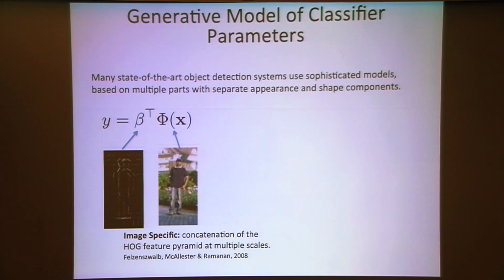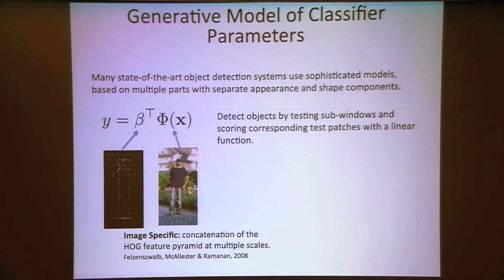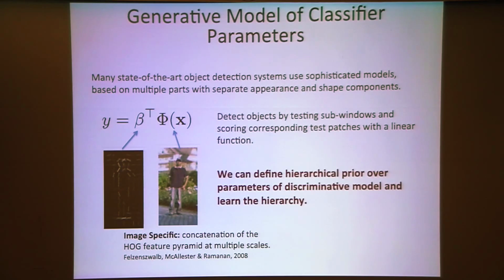Now, in many of the state-of-the-art object detection systems, they use fairly sophisticated models, and there's a lot of research happening in terms of figuring out what these features are. A lot of research in the deep learning community is also focusing on what these features are. But in the end, if you look at state-of-the-art object detection or object recognition systems, they all have a very simple form. It's a linear regression model or logistic regression or something fairly simple, right? And you typically do object detection by testing just sub-windows and figuring out what you're seeing in each sub-window.